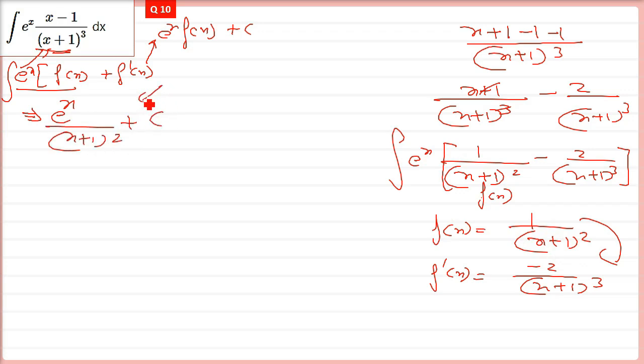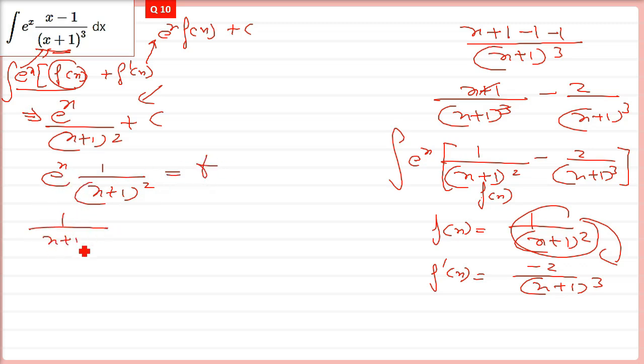Now you can stop here, you can proceed to the next question. But if this question demands more explanation or has more marks, then you have to actually do it in a slightly different way. You have to assume that e raised x f(x), and for that you need to identify which one is f(x), equals t. f(x) is 1 by (x plus 1) whole square here.